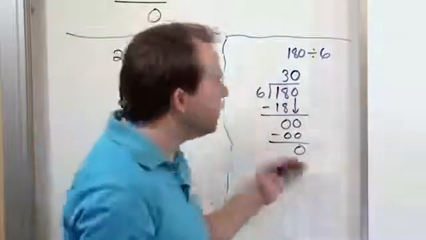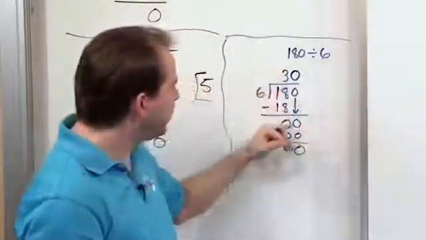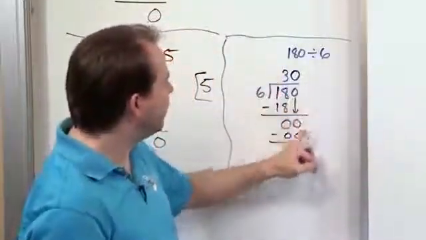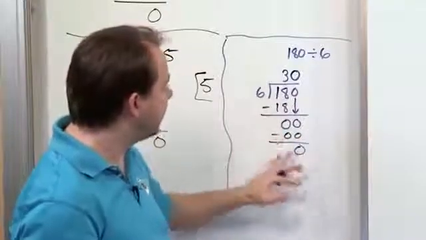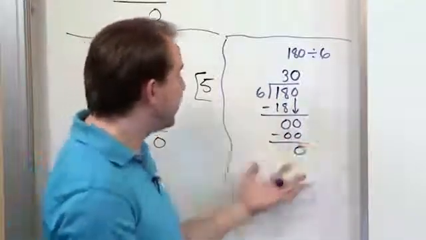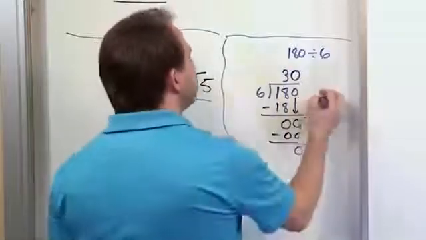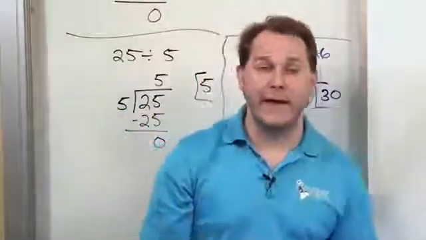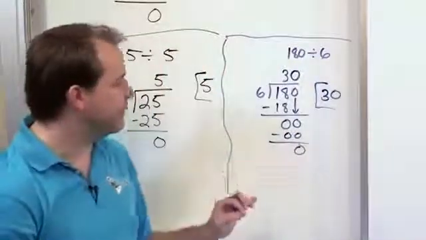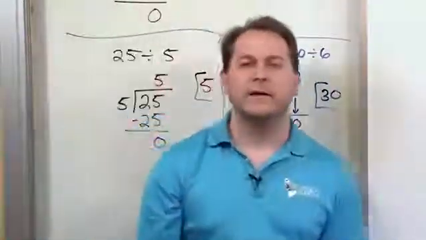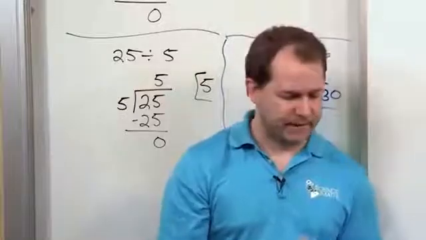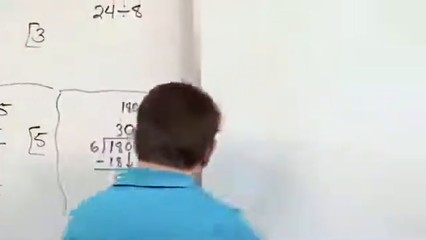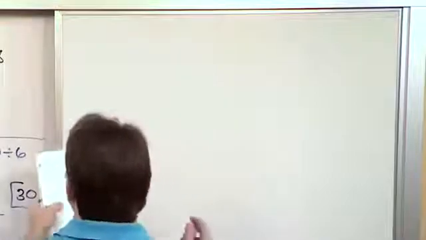You want to continue the process all the way up until you've dropped all of the digits down and you've divided everything and subtracted and you basically have nothing else left to do. So the answer to this problem is 30. There's no remainder because we got a 0 at the end of the problem. Sometimes we're going to get something other than 0 at the end. Okay? So what if we had the problem, it's getting a little bit more complicated here.